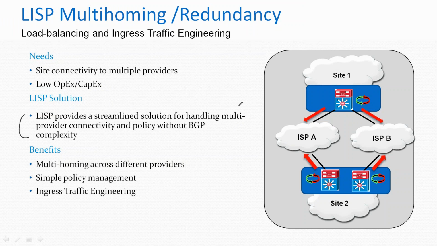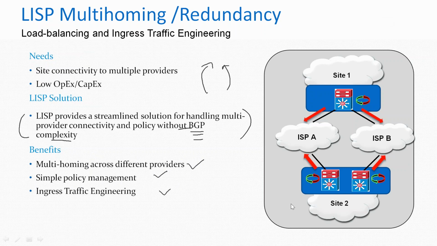What's the solution? If we are using LISP, it provides a streamlined solution for handling multiple provider connectivity and policy without BGP complexity. Because in BGP you need to set BGP best path attributes or best path selection, where you can prefer, say, ISP1 versus ISP2, etc. What benefits do we have? We can have multi-homing across different providers, simple policy management, and ingress traffic engineering.